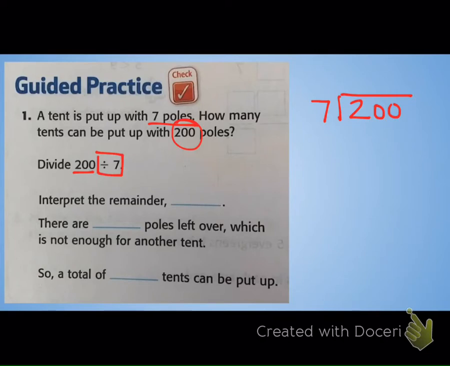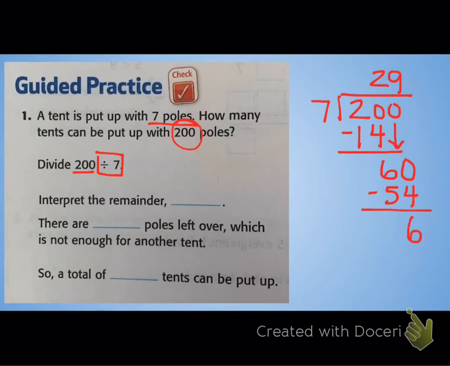So let's divide. 7 goes into 20 2 times, which is 14. We subtract, we get 6. We bring down our 0. 7 can go into 60 9 times, which is 54. We subtract, we get 6 left over, so it's 29, remainder 6.